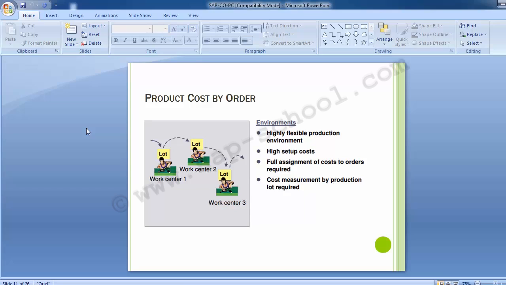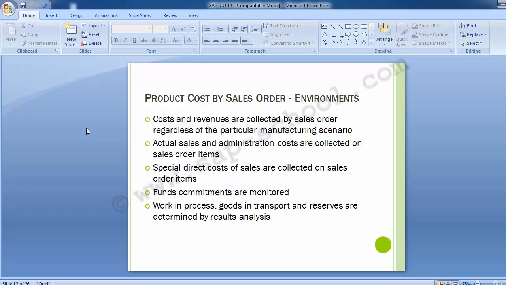The cost for manufacturing orders can also be analyzed and settled by period if required. However, SAP recommends analyzing and settling manufacturing orders by lot rather than by period. So this particular order, product cost by order, is used where the order system or a lot system is applicable for a manufacturing concern. Moving to the next, product cost by sales orders.